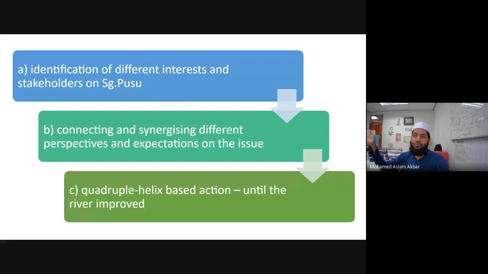We need to identify the different interests. Connecting and synergizing different perspectives and expectations on the issue. We need to know how to connect those synergies, and then we need to apply this quadruple helix based action until the river is improved. We cannot bring only the academia; only the university cannot bring the solutions. There must be a quadruple helix. This is where government comes in and industry comes in, and academia like the university and their research comes in, and finally, don't forget, the civil people also come in, the common man.